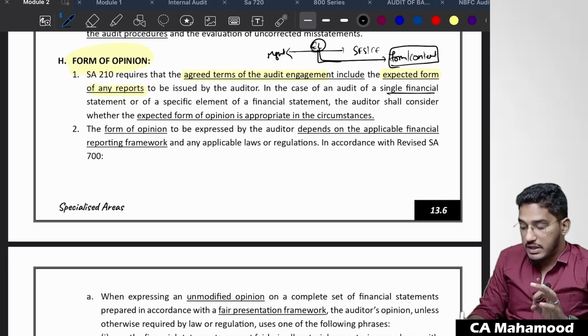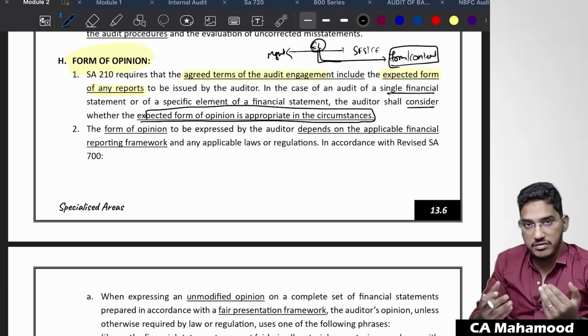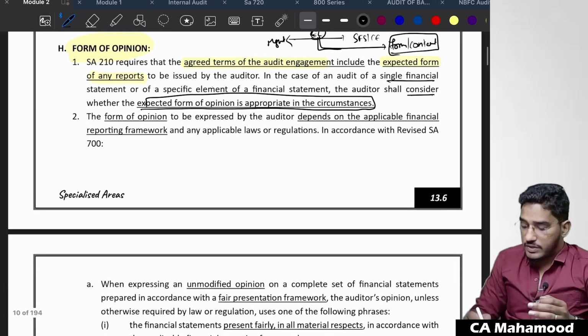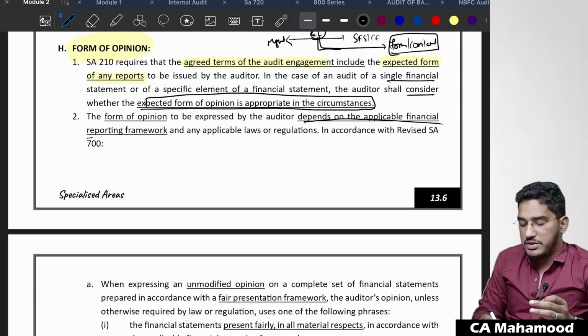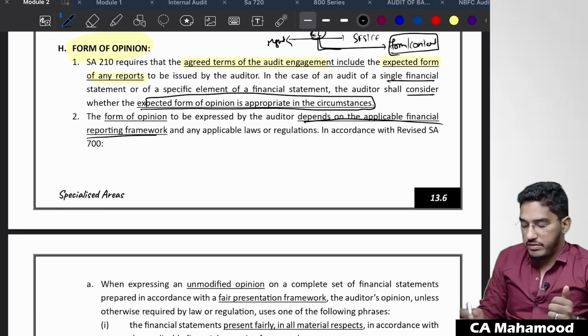In the case of an audit of a single financial statement or a specific element of the financial statement, the auditor shall consider whether the expected form of opinion is appropriate in the circumstances. So whatever you feel is the appropriate expected form, in that format you have to give the auditor's report. The form of opinion to be expressed by the auditor depends upon the applicable financial reporting framework and any applicable laws and regulations. So what kind of opinion you have to give all depends on the applicable financial reporting framework.